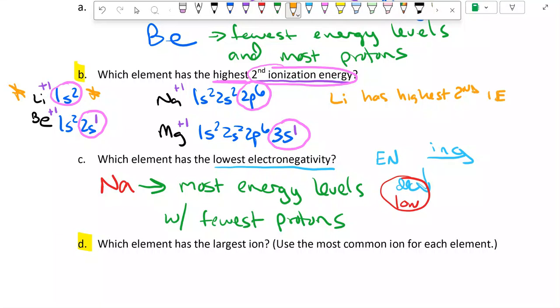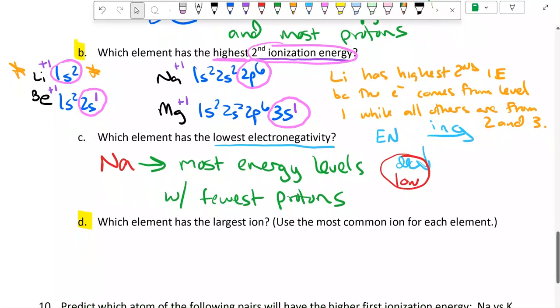Okay, and the reason why is because the electron comes from level 1, while all the others are from 2 and 3. So it's harder to take it away from level 1 than it is level 2 or level 3.